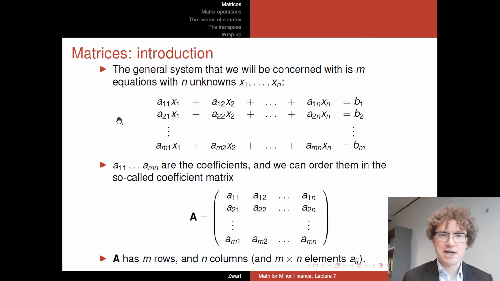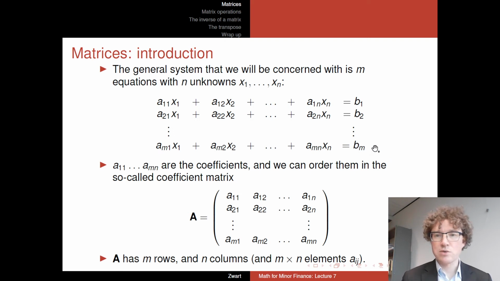And similarly for the second equation, a21, again some number times our first variable, some number times the second variable, until some number times the final variable, the nth one, equals some second number b2, etc. Until we have reached the mth equation, the final equation, which again has these n different terms, one for each different variable, x1 until xn, equaling bm.